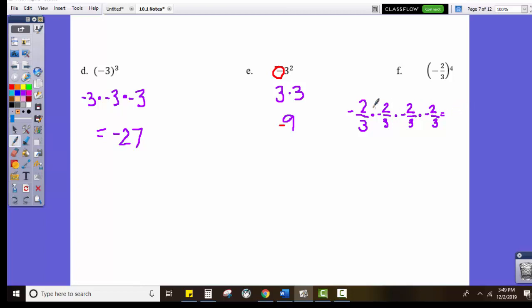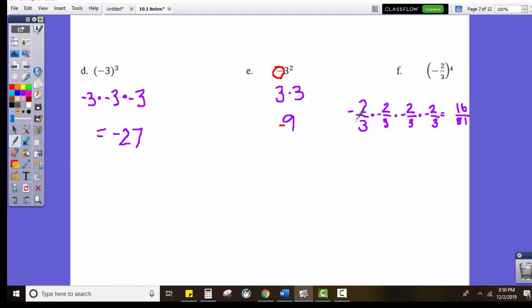And I'm just going to multiply the 2's on the top. So 2 times 2 is 4, times 2 is 8, times 2 is 16. So I know the numerator equals 16. The denominator, I have 3 times 3, which is 9, times 3, which is 27, times 3, which is 81. So my denominator is 81.